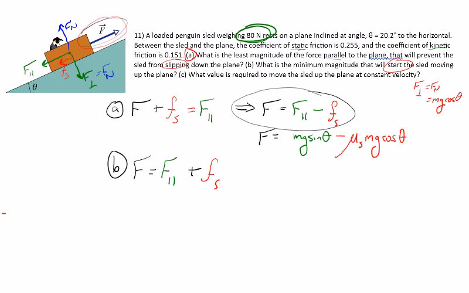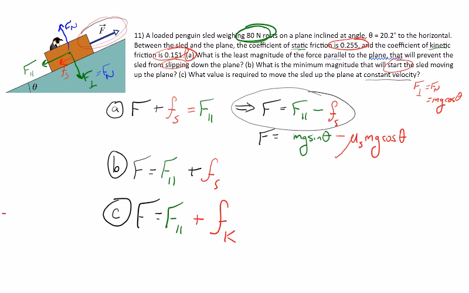Now we come to part C. What value is required to move the sled up the plane at a constant velocity? So if I pull hard enough and I start it moving, then I'm overcoming static friction. Pretty much the only thing different in part C is now instead of having static friction here, we're going to have kinetic friction. So it's basically done exactly the same way, except that now we're going to switch from using our coefficient of static friction to our coefficient of kinetic friction for part C.